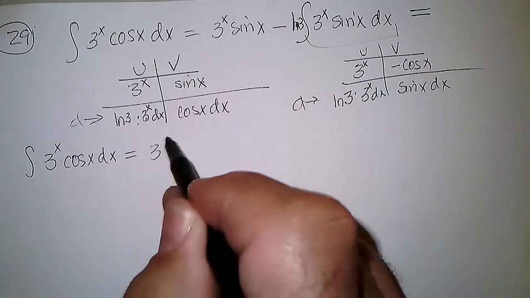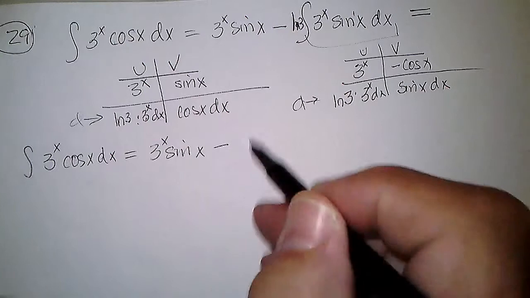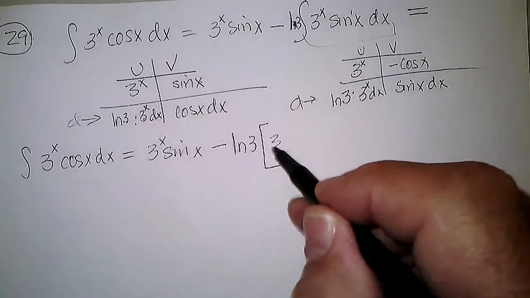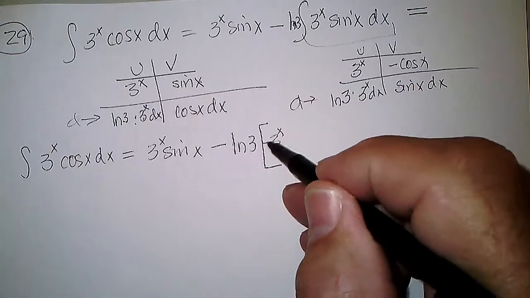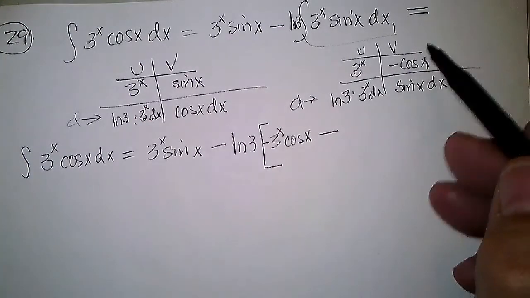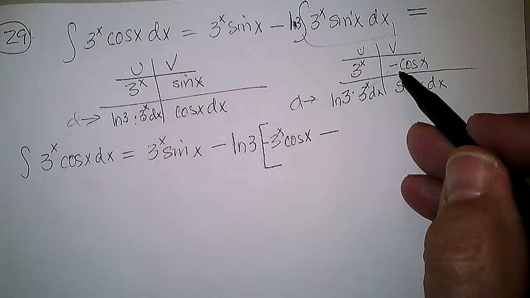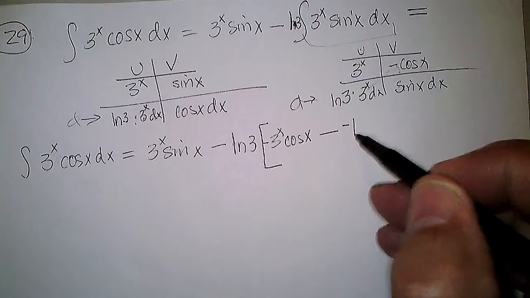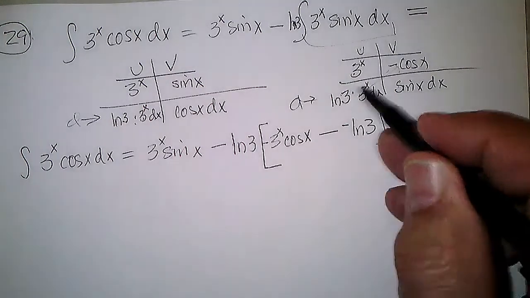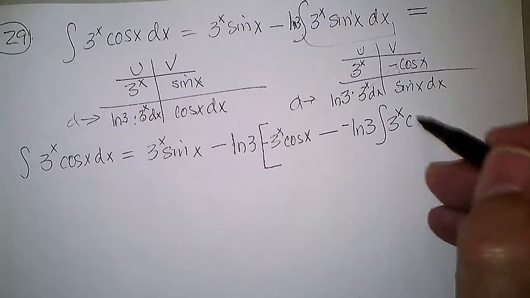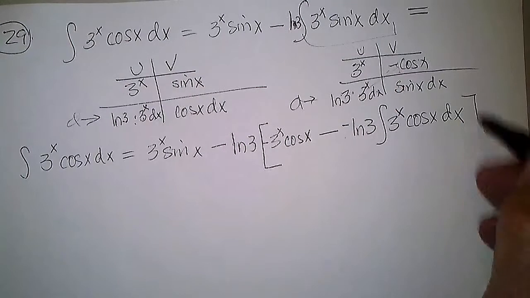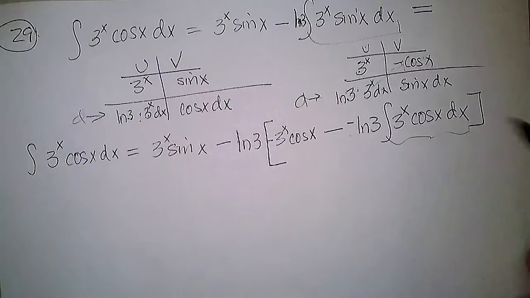The integral is equal to 3 to the x sine x minus ln 3 times 3 to the x times a negative cosine x, minus these two, which is going to be a minus ln 3 times the integral of, and now I've got to get all of them, 3 to the x, I got the ln 3 already, 3 to the x cosine x, I took the minus out with the ln, and dx. And this looks like what we started with.